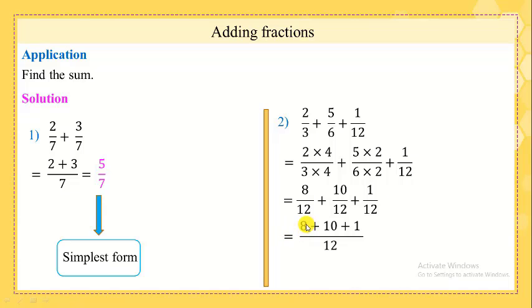So, it is equal to 8 plus 10 plus 1 over 12. Keep the denominator the same. So, it is equal to 19 over 12, which is in the simplest form. Since GCD of 19 and 12 is 1, we can't simplify this fraction more.